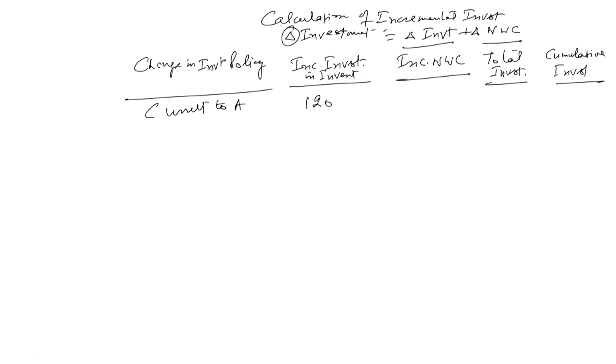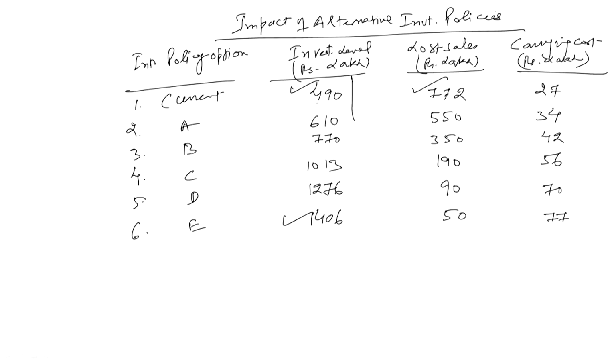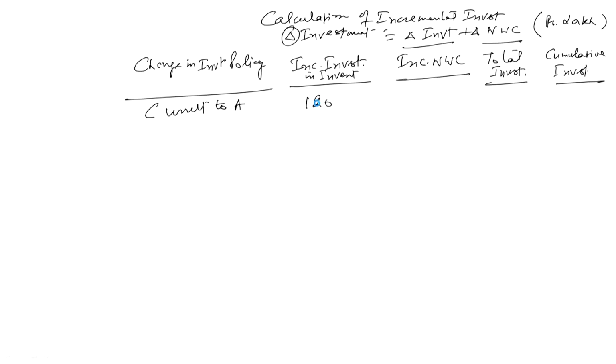This is rupees in lakhs; I will write here rupees in lakhs. So, for one, 120, when you move from current to A, now we will change the policy here. Investment in the inventory is 120, net working capital is going to be how much? For example, the change in the net working capital is going to be 49, total investment is going to be 169 and cumulative investment is also going to be 169.